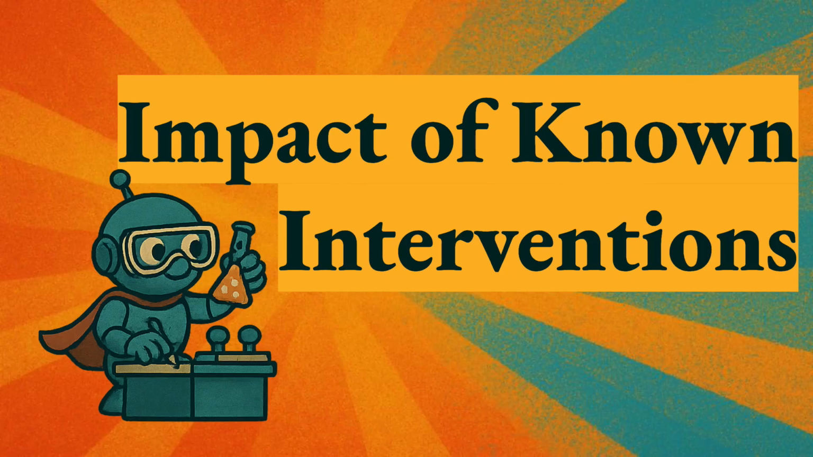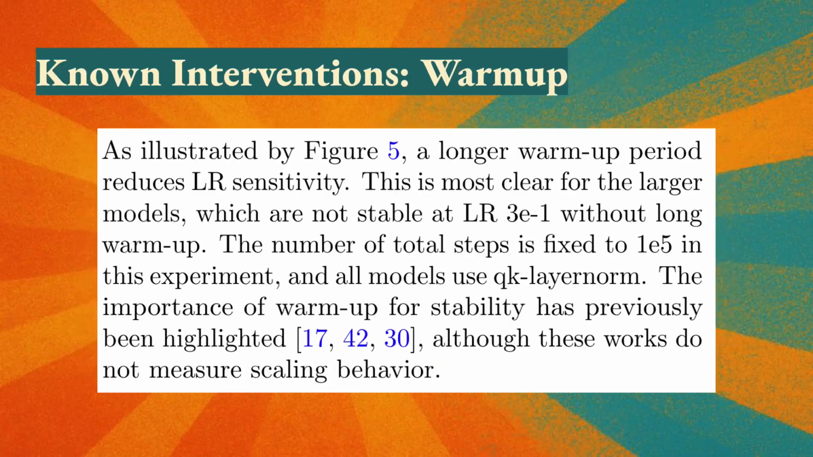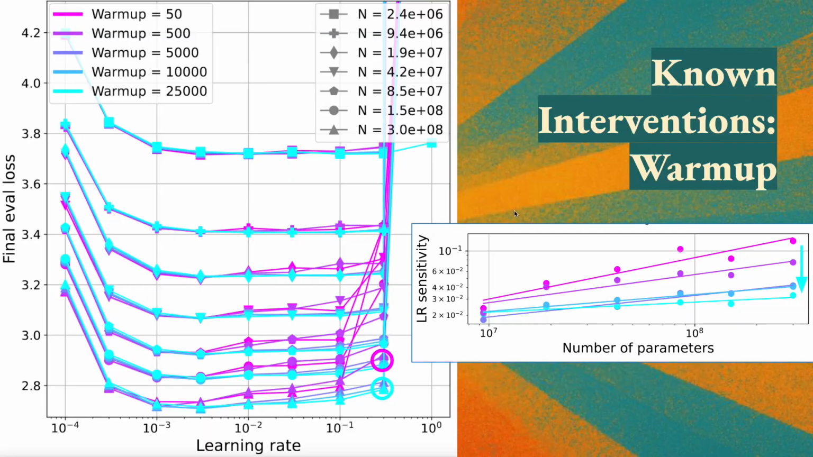So they take this a step forward and they say, okay, what is the impact of other known interventions on training stability? So they find that longer warm-up reduces learning rate sensitivity, so that's good, as does the independent scaling of learning rate and weight decay that was recommended by the original authors for that algorithm. And then they also find that scaling depth increases learning rate sensitivity, so it makes it worse, at a faster rate than scaling width. And we'll get to each one of these. So first known intervention is adding a longer warm-up period. And that's what we're going to look at here.